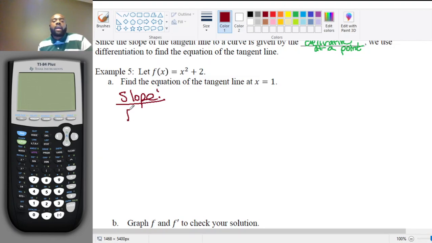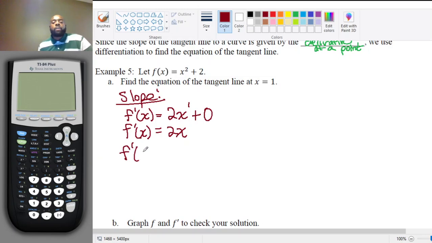All right, well, we got to find f prime of x. Our derivative here, our power rule, that would be a 2x to the first power. And the derivative of 2, that's a constant, that's 0, right? And so f prime of x equals 2x. Now, our goal is to find the equation of the tangent line at x equals 1. So we need the slope at x equals 1. That means we're going to substitute 1 in for x. We get a slope equal to 2, right?